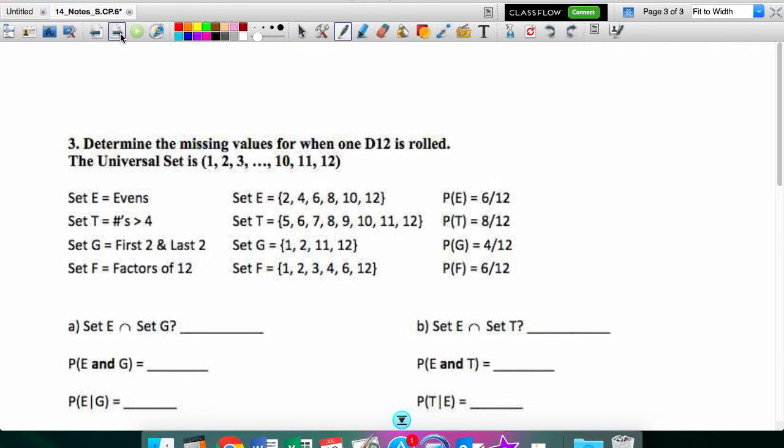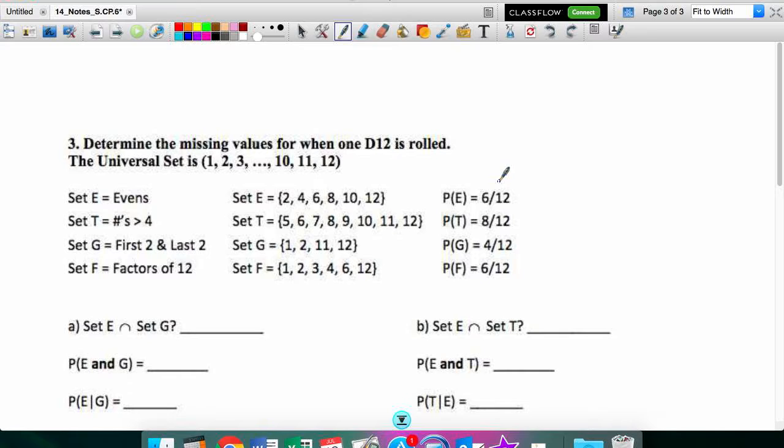Let's take a look at another type of problem. Here we have 4 different sets, set E, T, G, and F, which are all subsets of our universal set 1 through 12. If you ever see this notation, D12, this is the author who wrote this. That's their notation for saying a die with so many sides. So D12 would be a die with 12 sides. And we have 4 subsets, which they've listed out for us, which is nice of them, and they even gave us the probabilities of them.